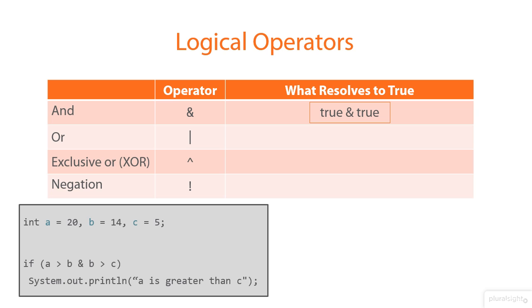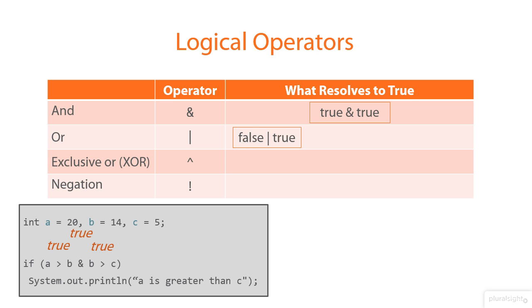What this does is that first we do the comparison of A being greater than B. In this case it is, right? 20 is greater than 14, so A greater than B resolves to true. Then we operate on B greater than C. Well, 14 is greater than 5. That resolves to true. And then we AND those two trues together, and true and true is true. Right, so an AND resolves to true only if both sides of it are true.